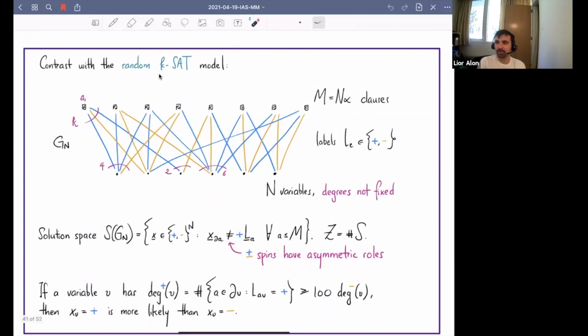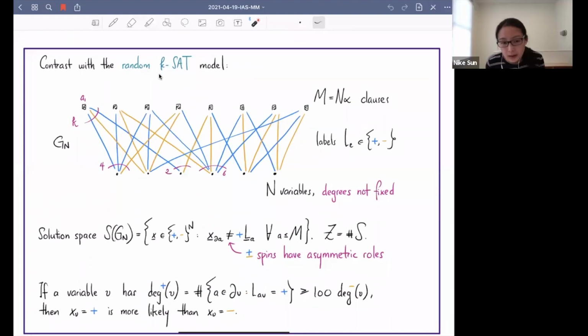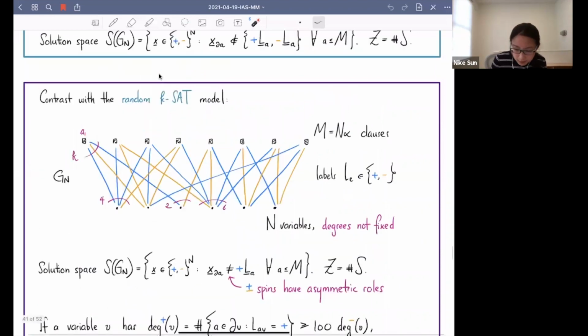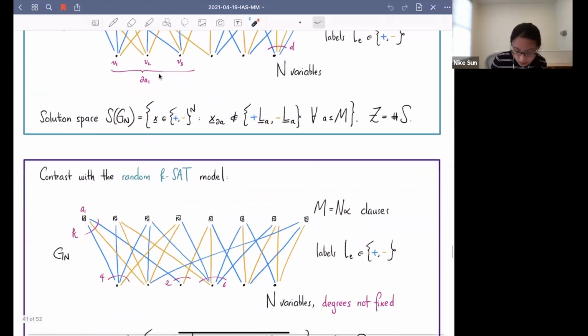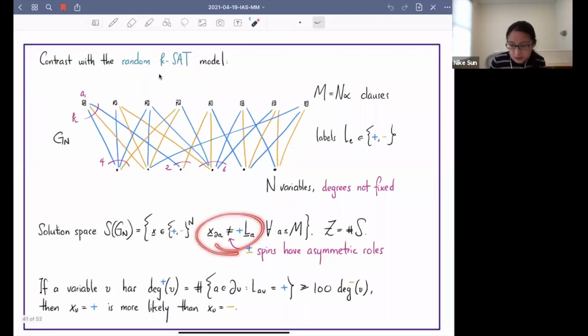So you don't have the symmetry of flipping everything together that you had before? Yeah, exactly. Before, it was also the case that a variable might be accidentally next to all plus signs, or accidentally next to all minus signs, but because of the symmetry between plus and minus in the constraint, it is still equally likely to be plus or minus. But here, because of this asymmetric constraint, if a variable is next to a lot of plus edges but not a lot of minus edges, then it will be much more likely to be plus in order to satisfy the constraints.